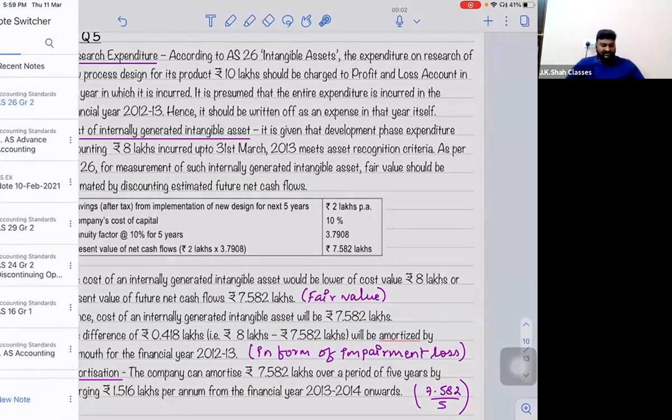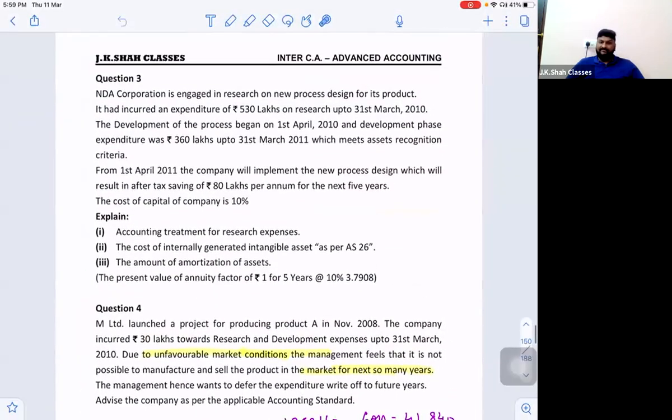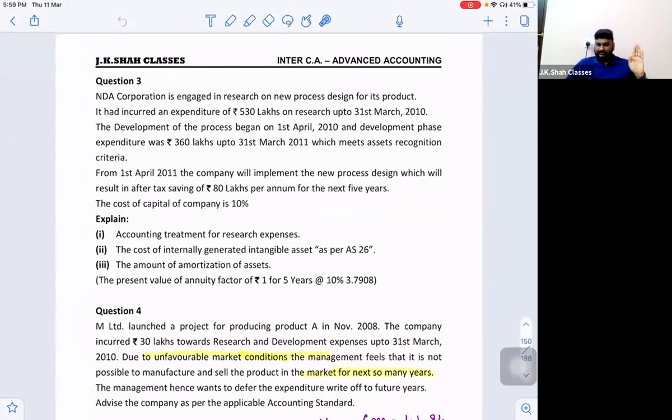If you have read question number 3, it is exactly cut, copy, paste as question number 5. Same to same, no change. I'll just read the question for you. It is exactly the same.